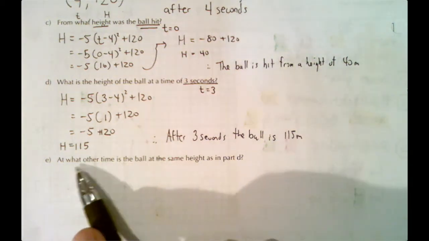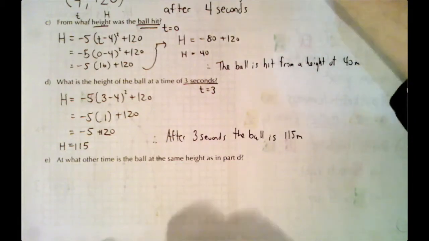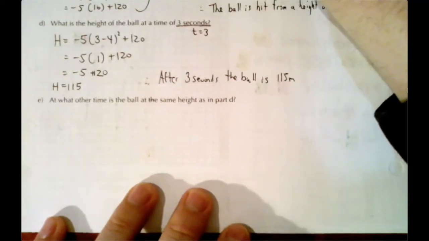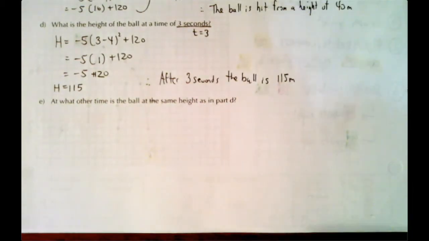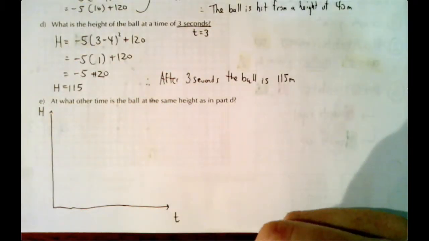E says, at what other time is the ball the same height as in D? Well, this is an interesting question. Let's take a look. We could probably draw what this looks like, and that might help us figure it out. We've got our heights, and we've got our times. We know a couple heights and times.